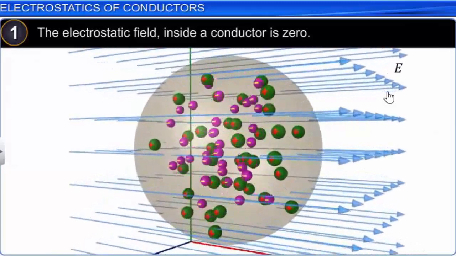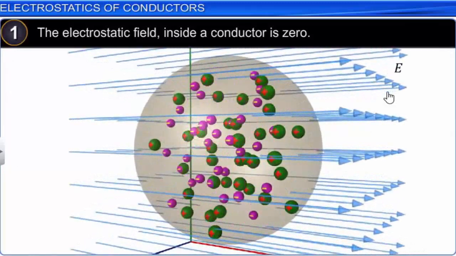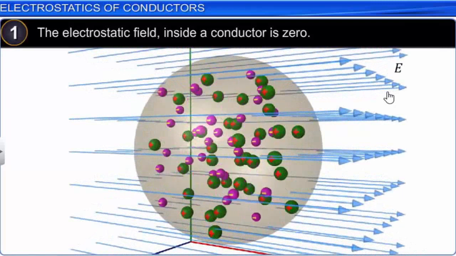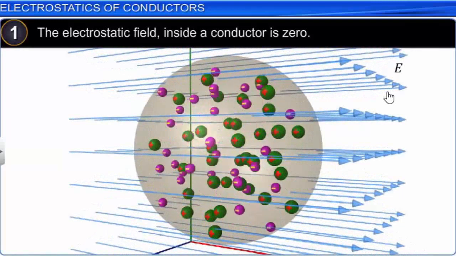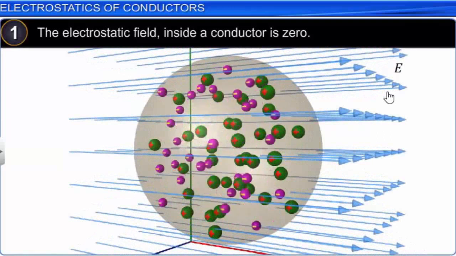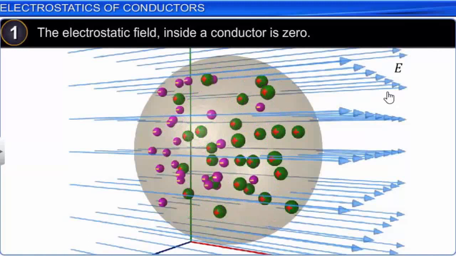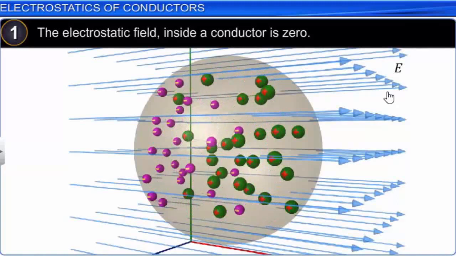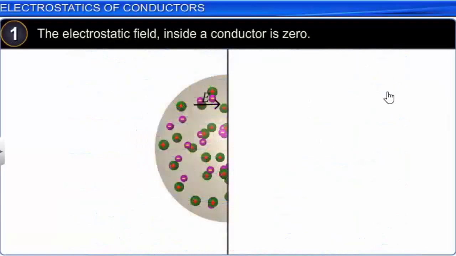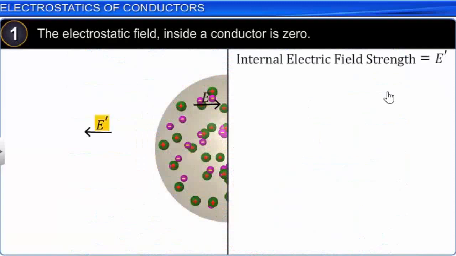When the external electric field is applied, the free electrons in the conductor accelerate towards the left. This causes a plane of negative charge to be present on the left surface. This, in turn, causes a plane of positive charge to be present on the right surface. These planes of charge create an internal electric field whose strength is denoted by E dash, opposite to that of the external electric field.